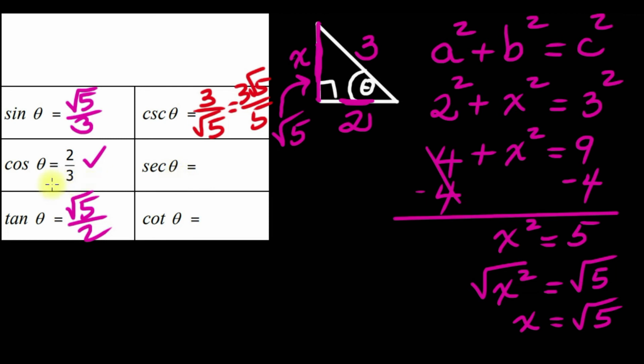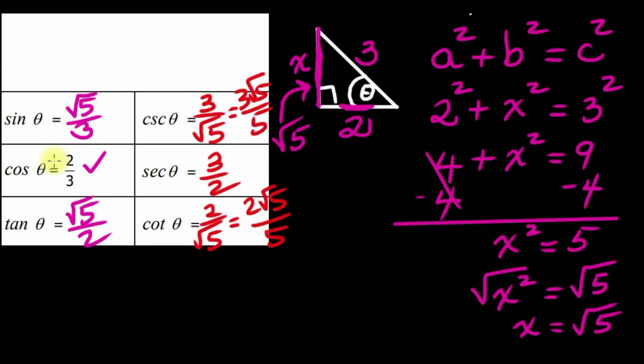Secant theta is the reciprocal of cosine theta. So the reciprocal of 2 over 3 is going to be 3 over 2. And then cotangent theta is the reciprocal of tangent theta. So this would be 2 over square root of 5. When you rationalize it, you get 2 square root of 5 all over 5. Those are the remaining ratios.